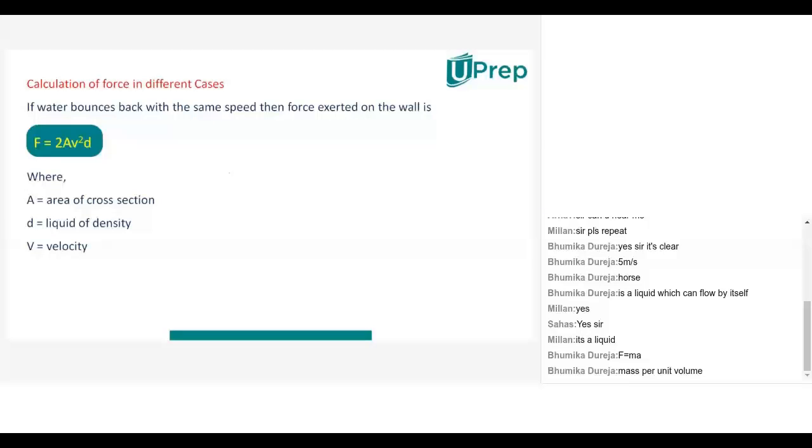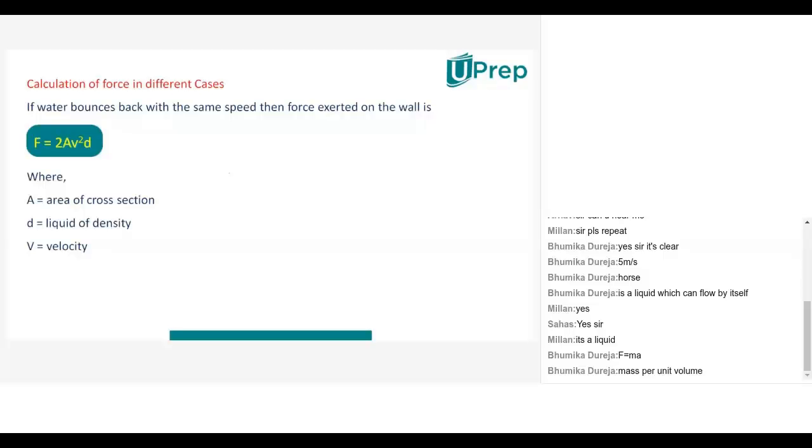Yes, sir. That's why AV square D plus AV square D. How much will it be? 2AV square D. That's it. So if water bounces back with the same speed, then the force exerted on the wall is how much?